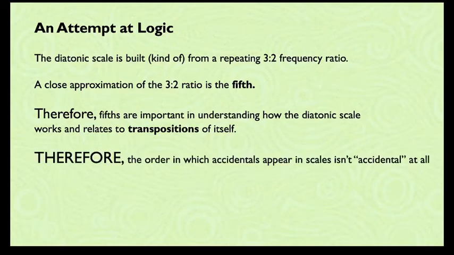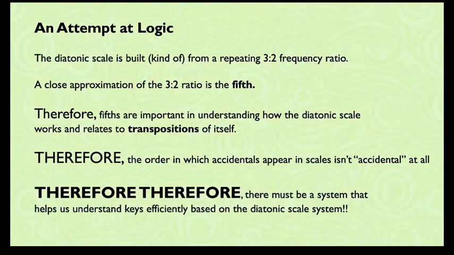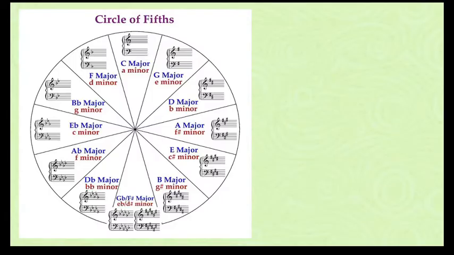Therefore, fifths must be important to understanding how the diatonic scale works and relates to transpositions of itself. Therefore, the order in which accidentals appear in my key signature, in this kind of up-down pattern, isn't accidental at all, but reflects an important pattern. Therefore, there must be a system that helps us understand keys and key relationships efficiently based on the construction of the diatonic scale system itself. And there is.